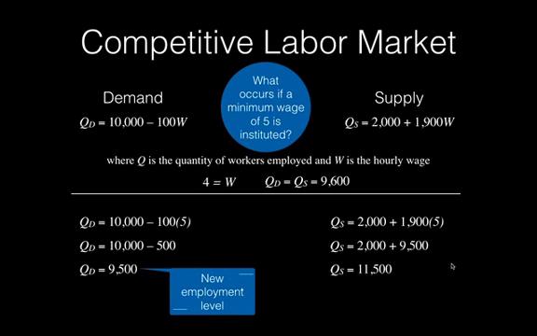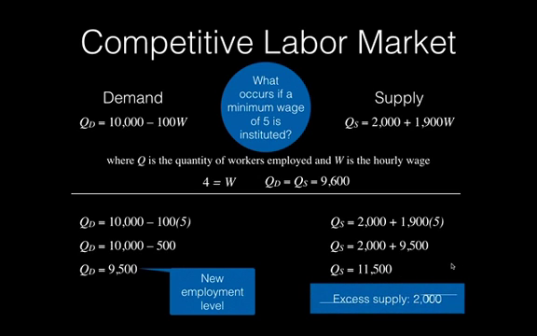So the 9,500 is the new employment level. This is what is demanded by the companies hiring individuals at that particular wage rate. And what ends up occurring is we have an excess supply of 2,000. Because QS is greater than QD, the quantity supplied is greater than quantity demanded, so we have an excess supply which is equal to QS minus QD. So the new employment level is going to be 9,500, and we're going to have an excess supply.